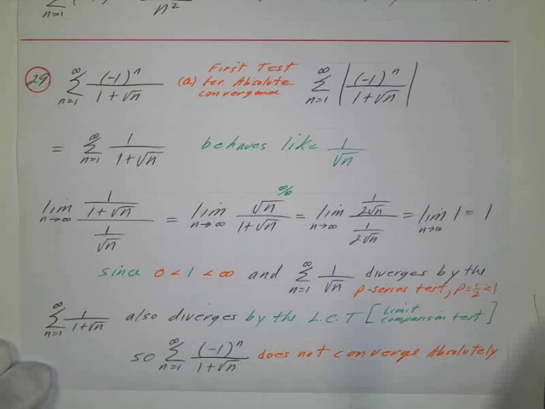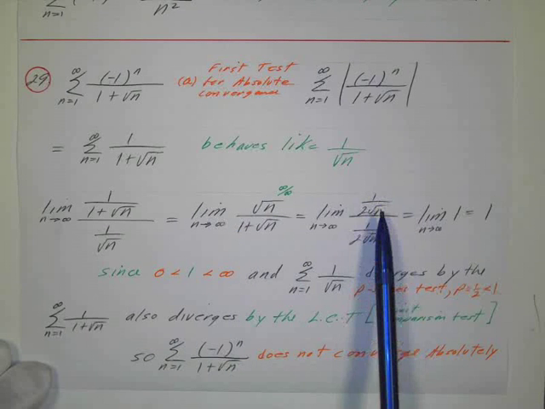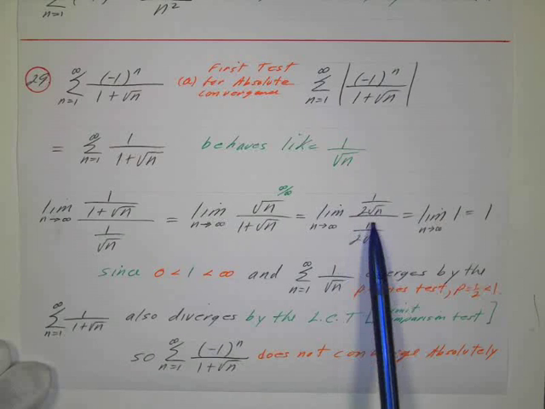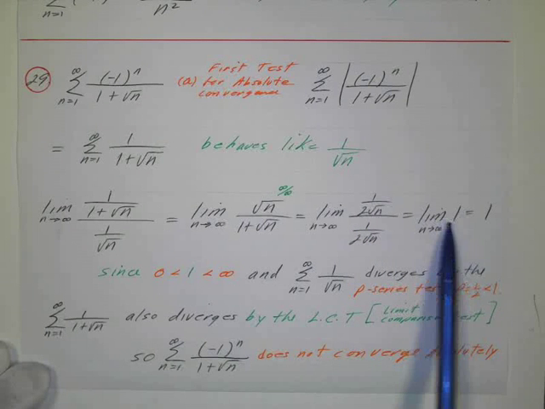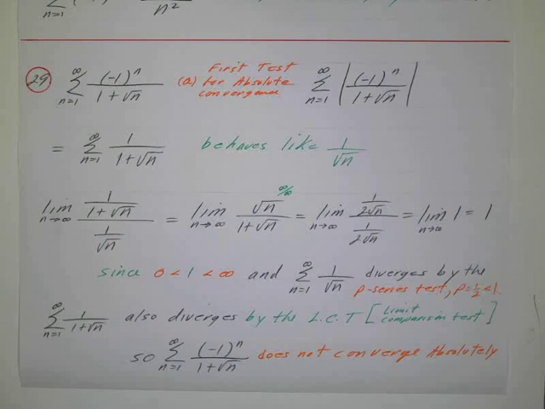So I can use L'Hopital's rule and take the derivative. The derivative of the numerator is 1 over 2 times the square root of n, and the derivative of the denominator is exactly the same. So that's going to be 1. The limit of 1 is 1. And remember, if that limit is between 0 and infinity, then they behave the same way by the limit comparison test. We know that 1 over the square root of n diverges by the p-series test. P is 1/2, which is less than 1. So if that diverges, then 1 over 1 plus the square root of n also diverges by the limit comparison test. Therefore, our series does not converge absolutely.